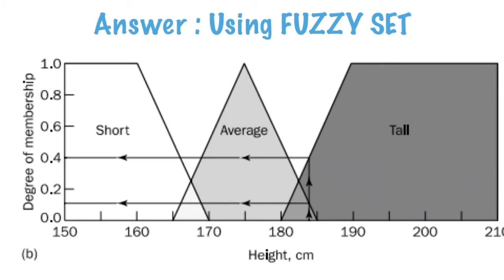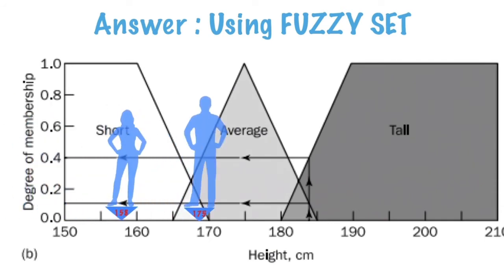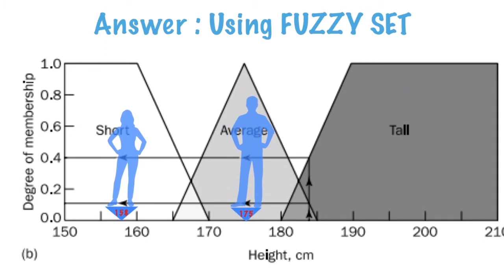But if you are using fuzzy sets, you can see how much you belong to each set. For example, 158 is a short person. 175 is an average person. And 184 lies in the intersection between average and tall. However, this person belongs to the average group only at 0.1, which is 10%, and he belongs to the tall group at 0.4, which is 40%.